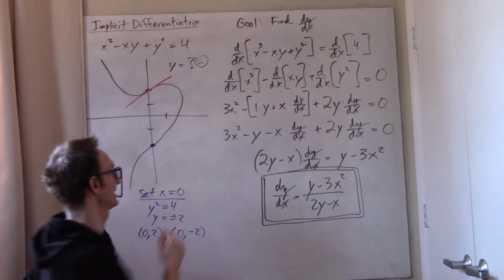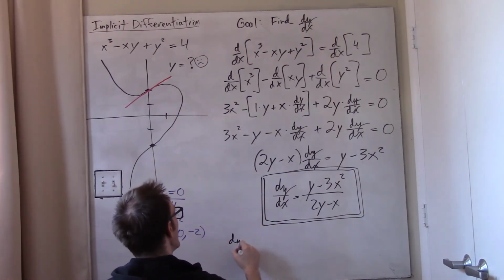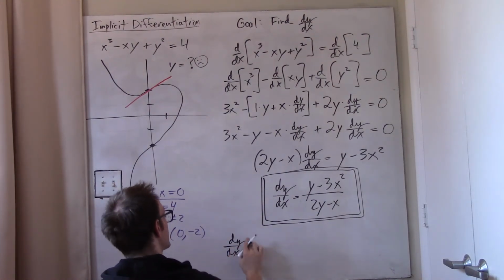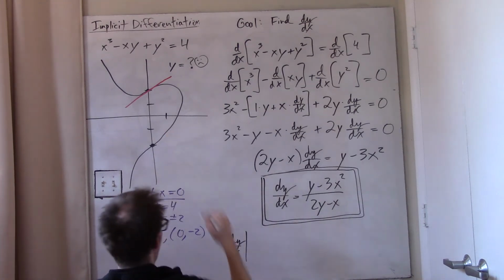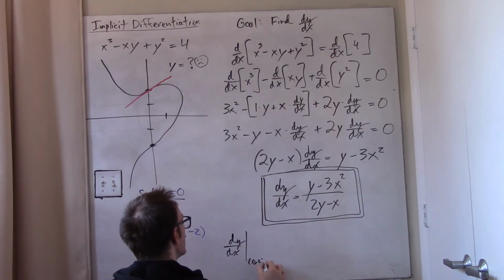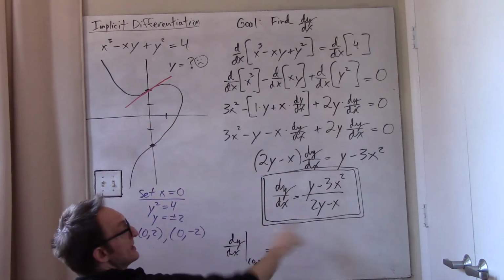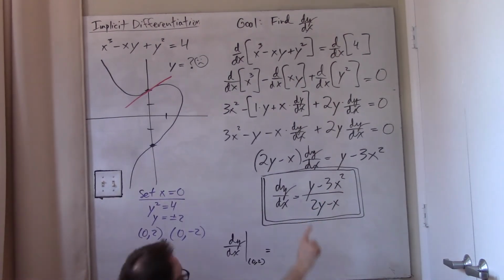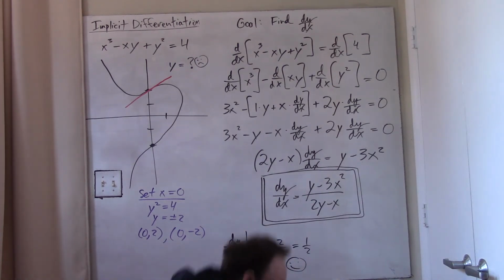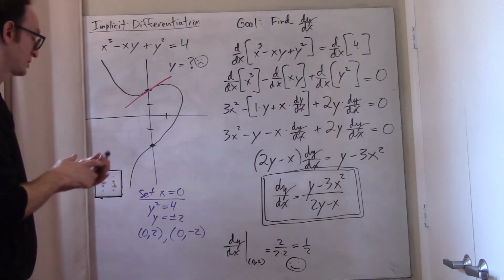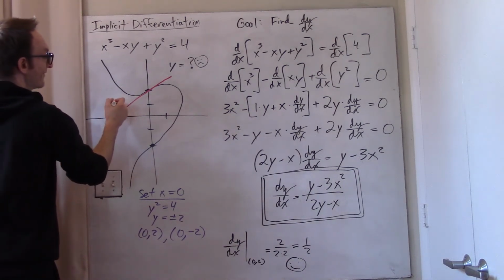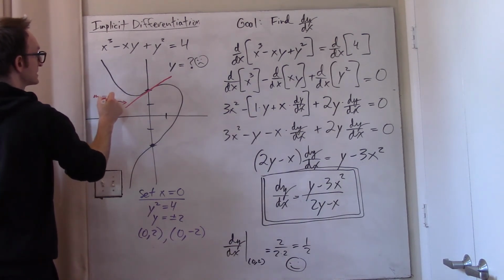What's the slope of that red line? Well, you just take your formula, dy dx, and you ask your formula, so to speak, what is the slope at the point 0, 2? You plug in 0 for x, and you plug in 2 for y, and you get 2 over 2 times 2. And so the slope of the tangent line to this curve is 1/2, and it certainly looks like 1/2.